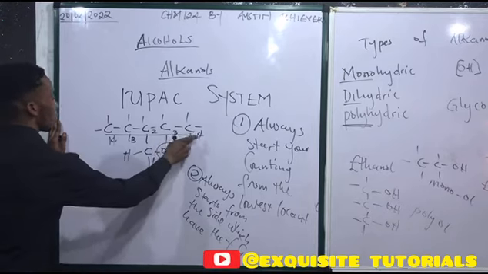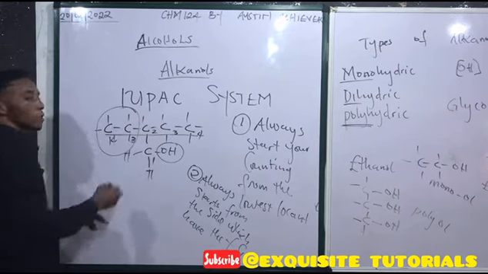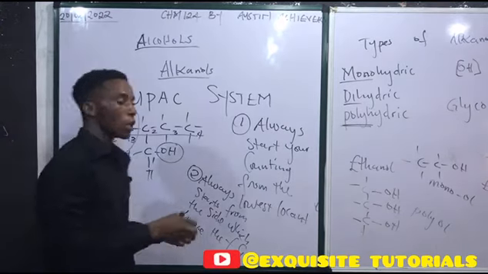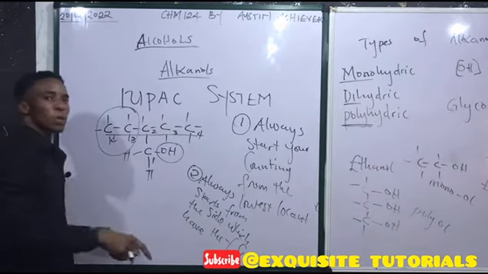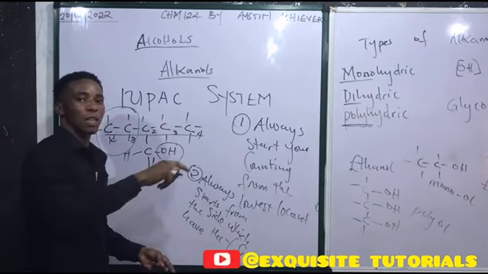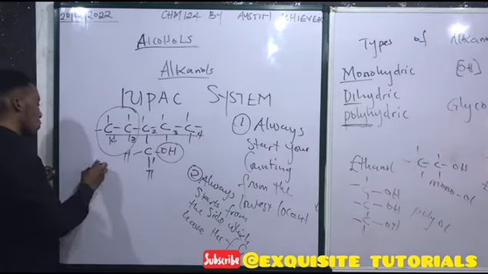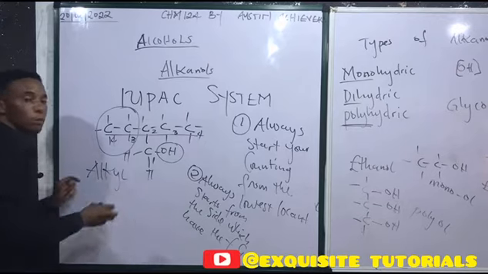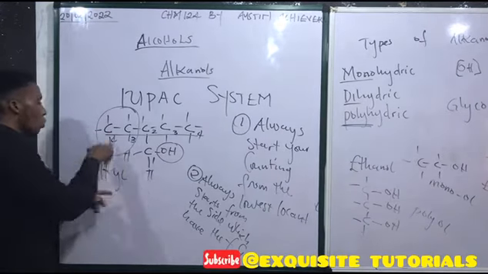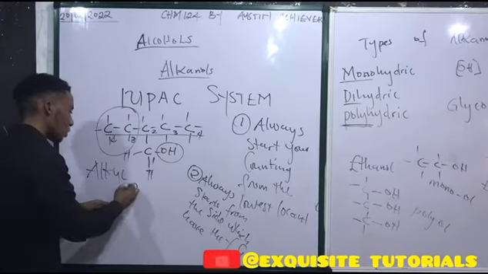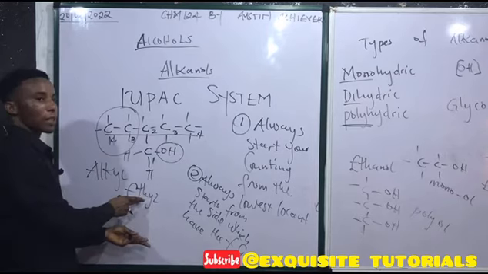1, 2, 3, 4. Now, what happens to this when we start counting here? This will become a substituent. What's a substituent? A substituent is an alkyl group that is attached to an organic compound. For example, I will refer to this as an alkyl group at this point. What type of alkyl group is this? This is an ethyl.